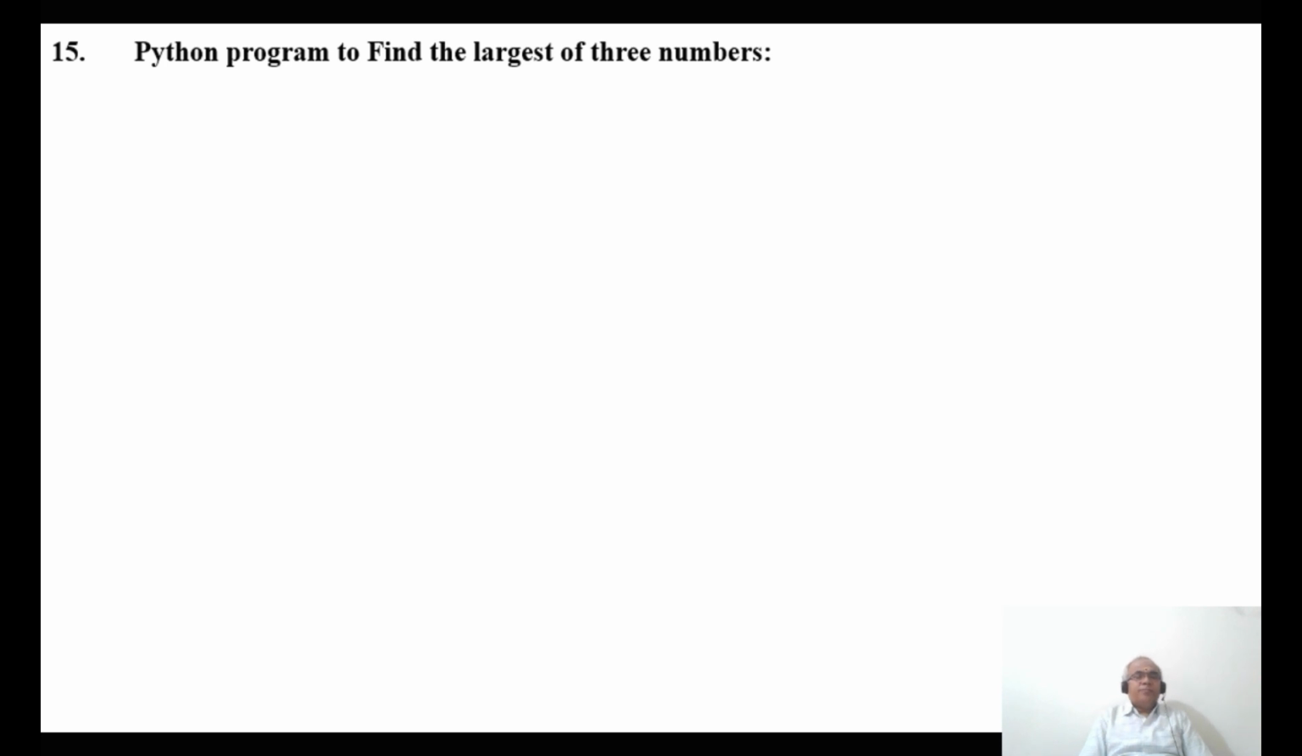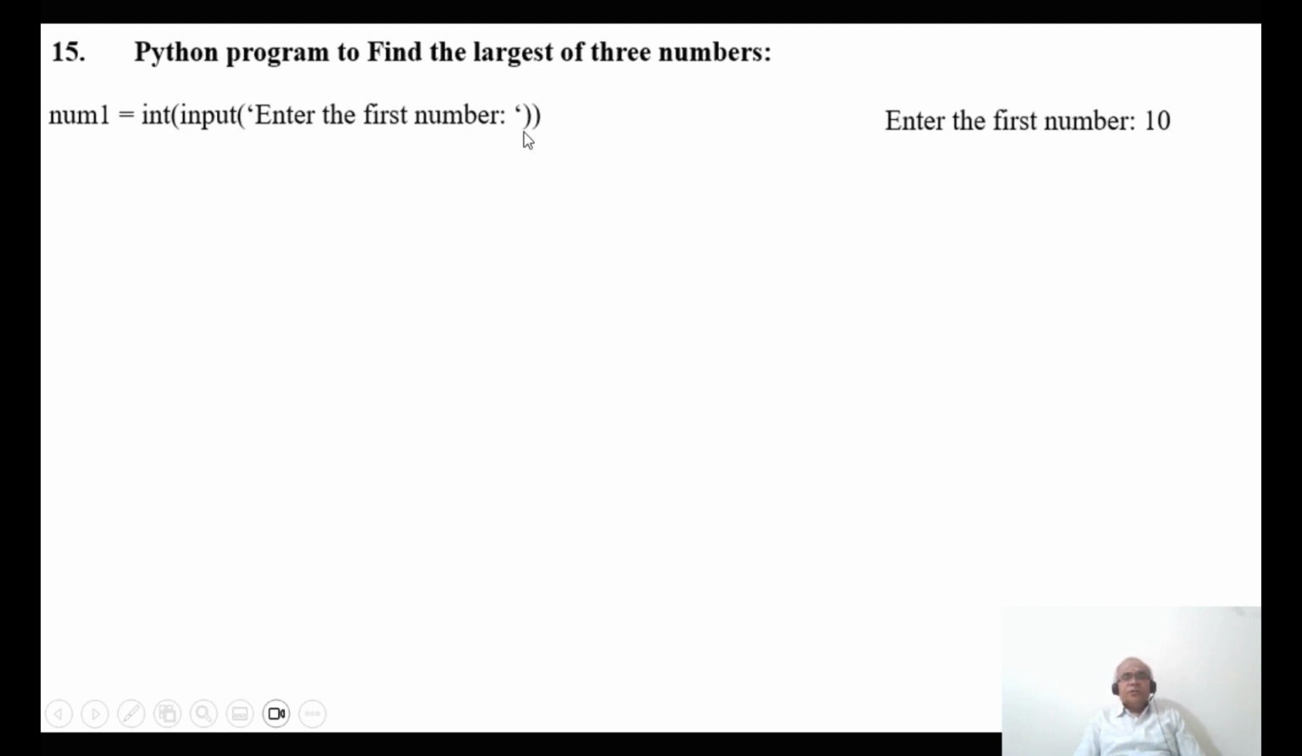Now, in this program, we are going to take up one more program on Python to find the largest of three numbers. So, how to find the largest of three numbers? First, we are going to enter the first number. So, that is num1 equals int input, "Enter the first number". What is the first number I am entering? So, 10. This is the value of the first number.